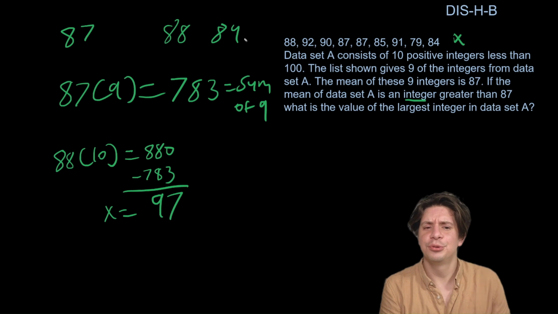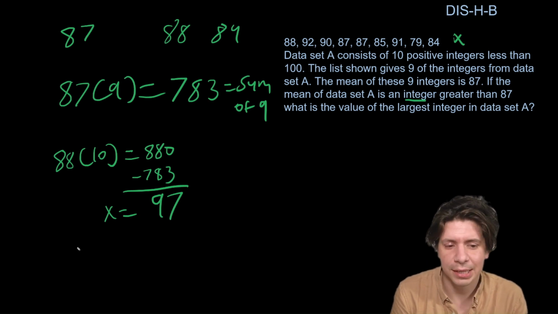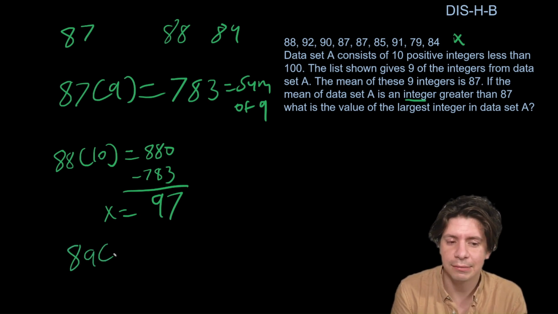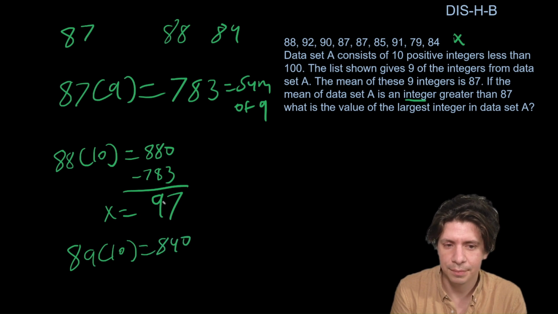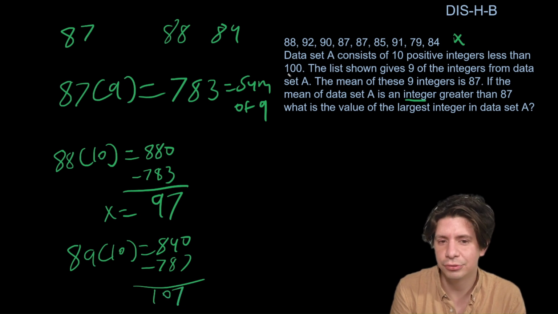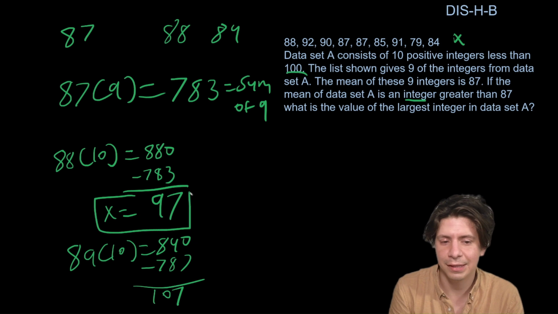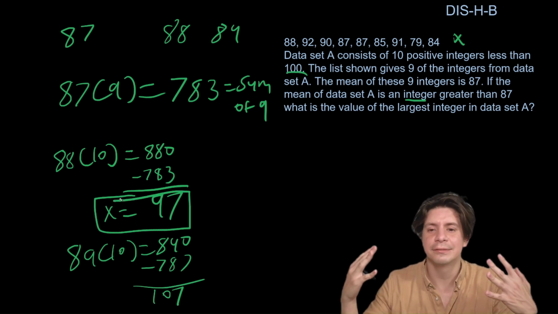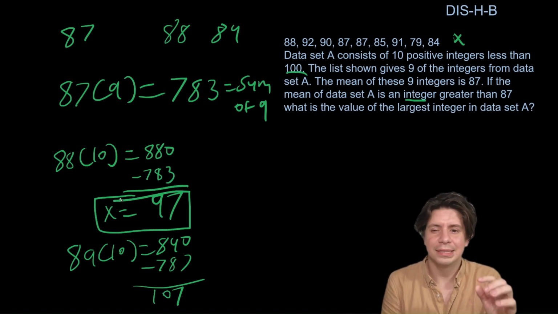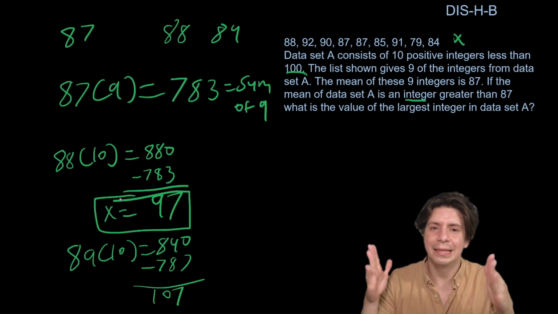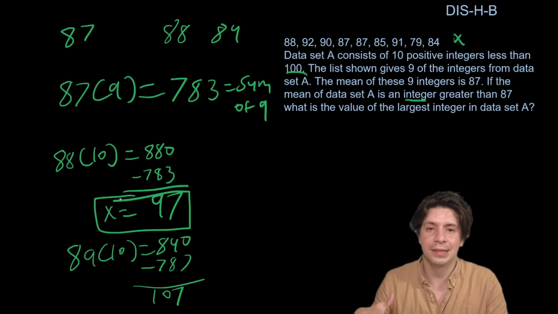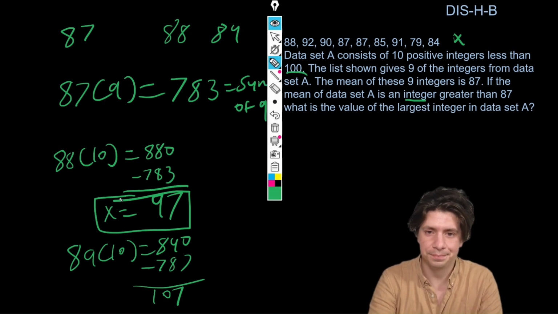Now, what happens though if we do 89? You're like, Sebastian, why can't it be 89? Well, I'll show you why. 89 times 10 gets us a beautiful 890. And when we subtract 783 from that, we get a lovely 107, but that's greater than the 100 they tell us about. So that's not going to work. X has to be 97, and that means 97 is the biggest value in these. So these conditions that feel kind of weird, they limit our answer to one option, and that gives us the answer we're looking for.